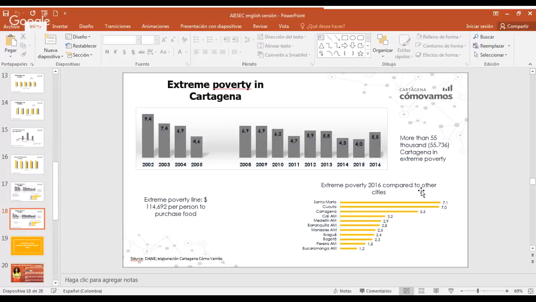And also, when we talk about poverty, the poverty level in localidad 2, that is De la Virgen y Turística, is the one that presents the greatest number of people in conditions of poverty and vulnerability.